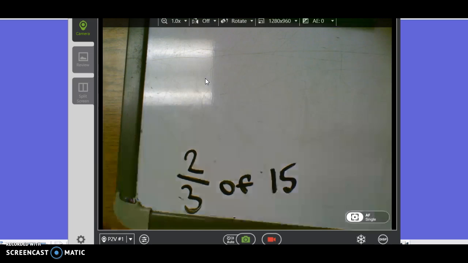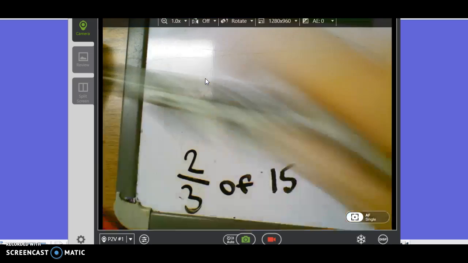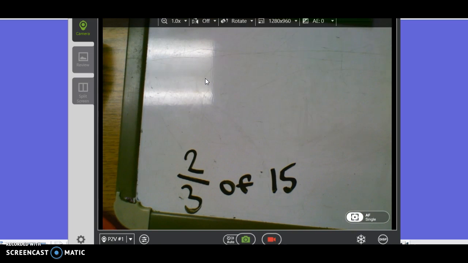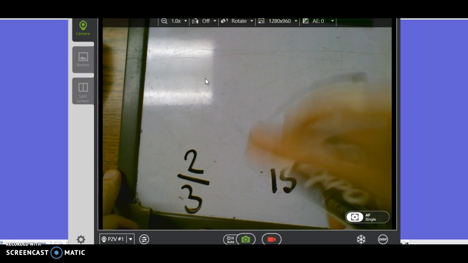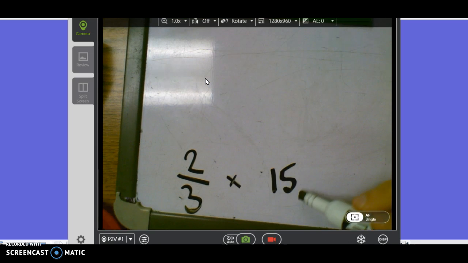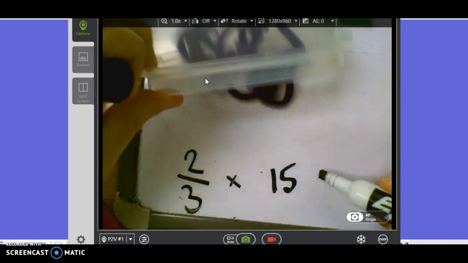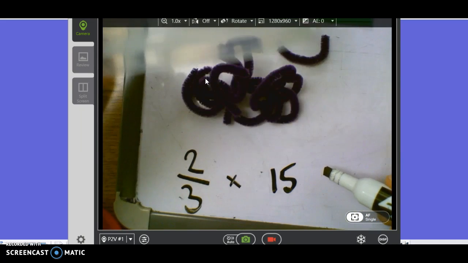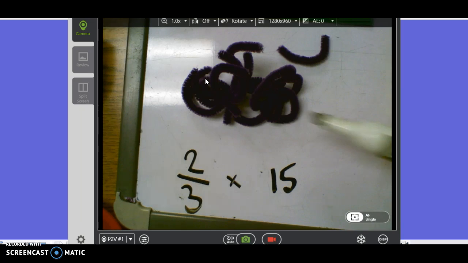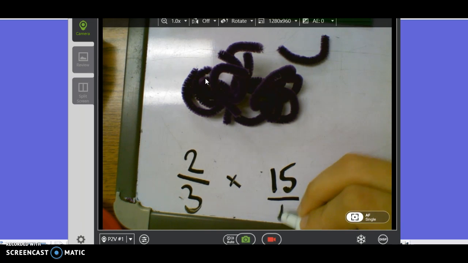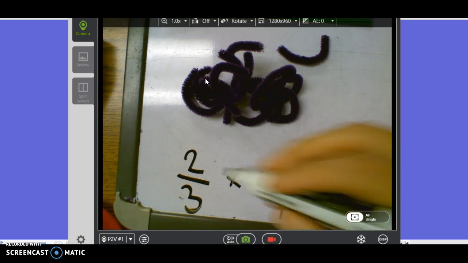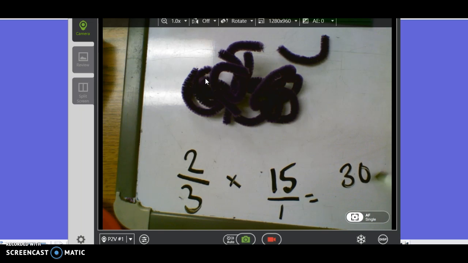So again, I can mathematically do this following the 4 steps that I have shown you. First, change this word of to multiplication. Keep in mind that this whole number 15 is representing a full prep's worth of onions, which means there are 15 total onions typically in a large pizza. I change it by placing that over the denominator of 1. Then I multiply across. 15 times 2 will get me 30. 3 times 1 will get me 3.